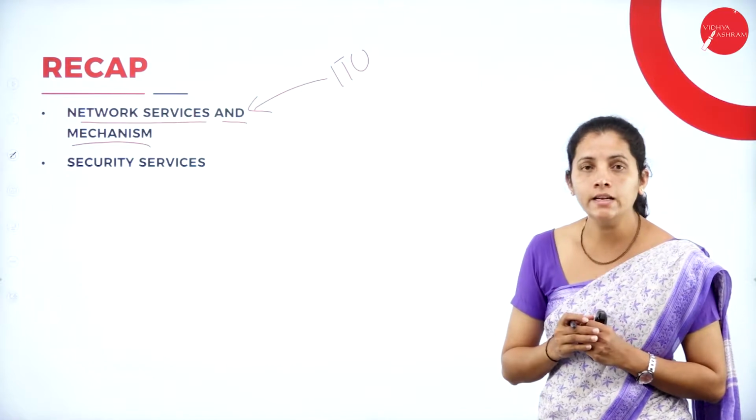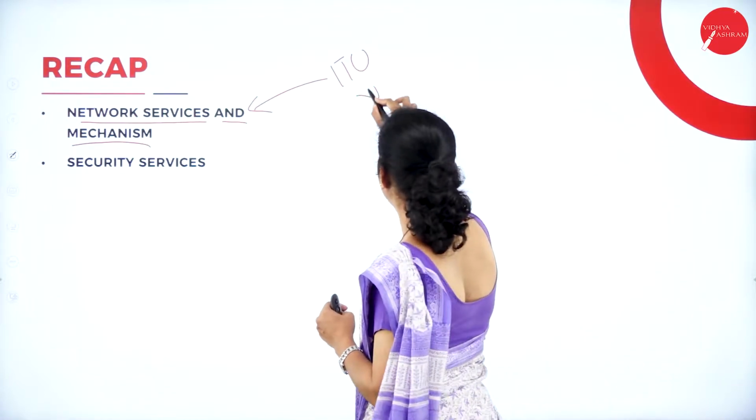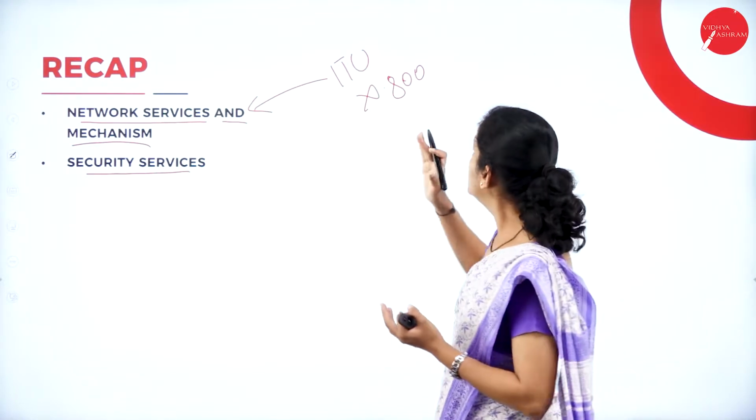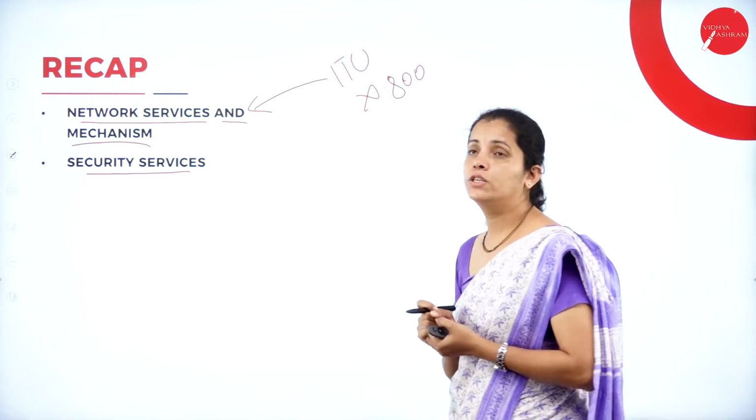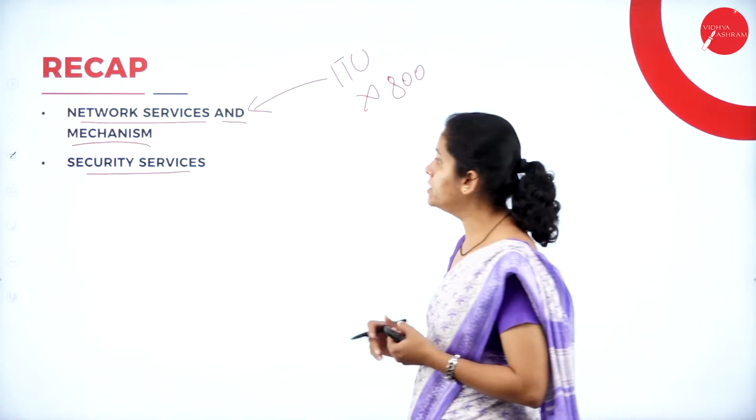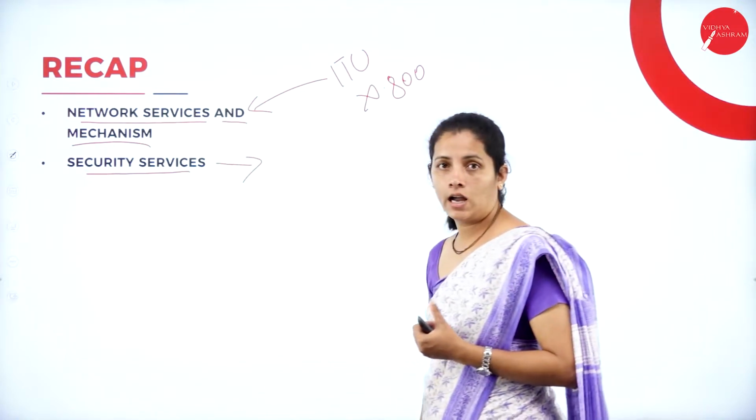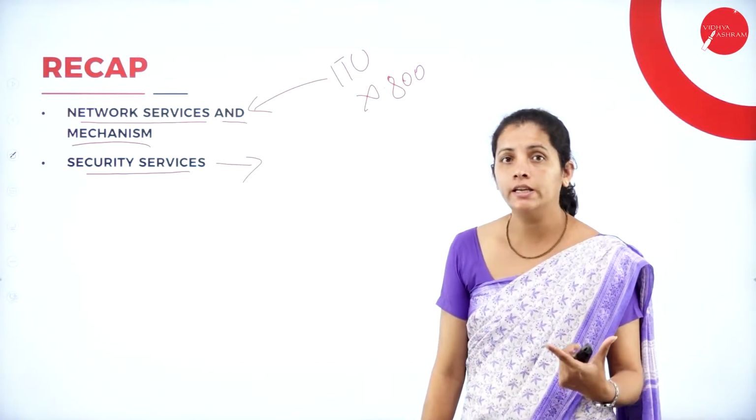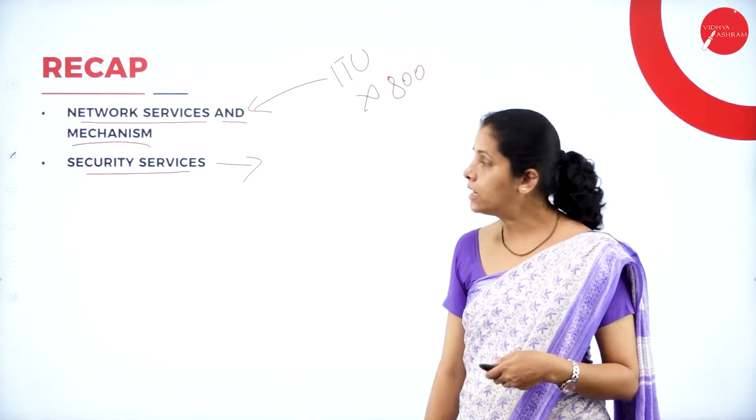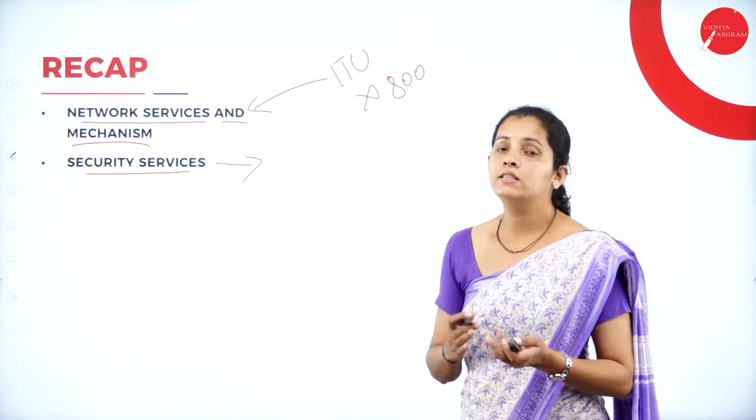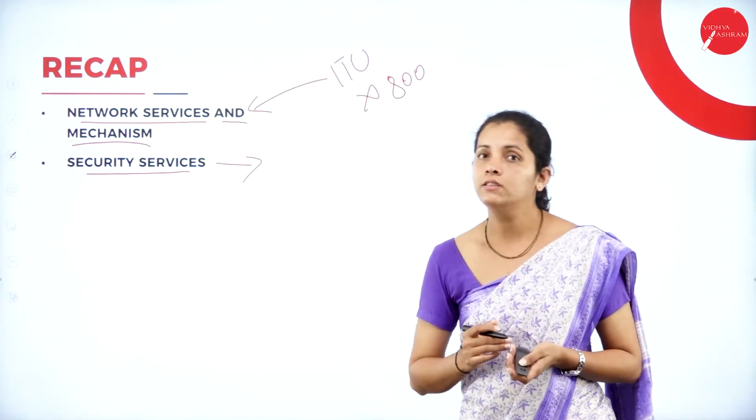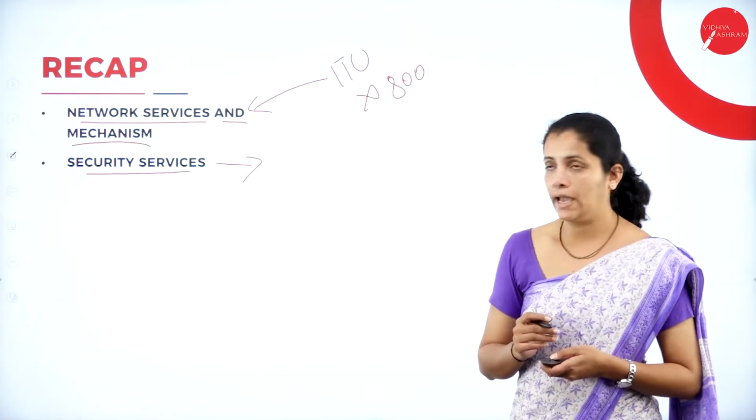And what is the standard name? That is nothing but X.800. So X.800 provides 5 different security services, that is data confidentiality, data integrity, authentication, non-repudiation and access control. Then we had a discussion regarding the relationship between security services as well as security mechanisms.